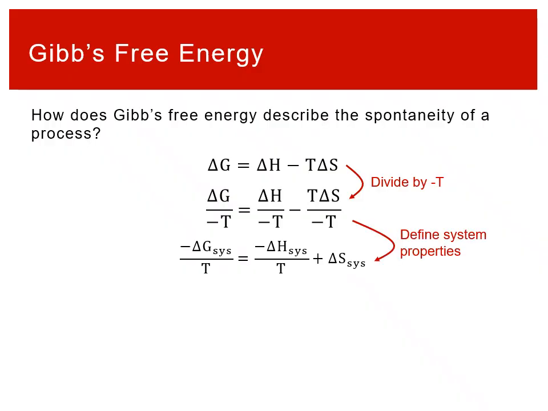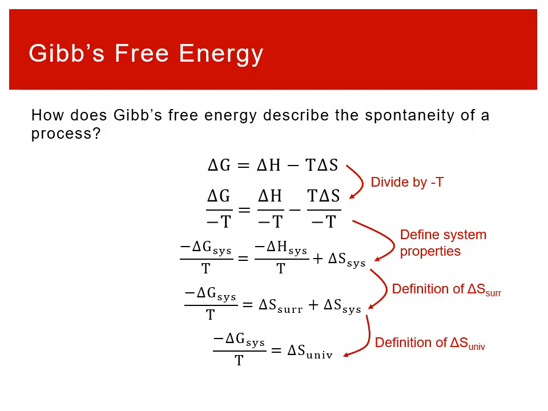Then we're going to make a specification. We're going to define everything as the system. Then we're going to use the definition of delta S of surroundings that we looked at previously: negative delta H of the system divided by temperature. And finally, we're going to use the definition of the delta S of the universe, that's system plus surroundings. So we know that delta S universe positive means spontaneous. So delta G of your system that's negative corresponds to spontaneous processes.